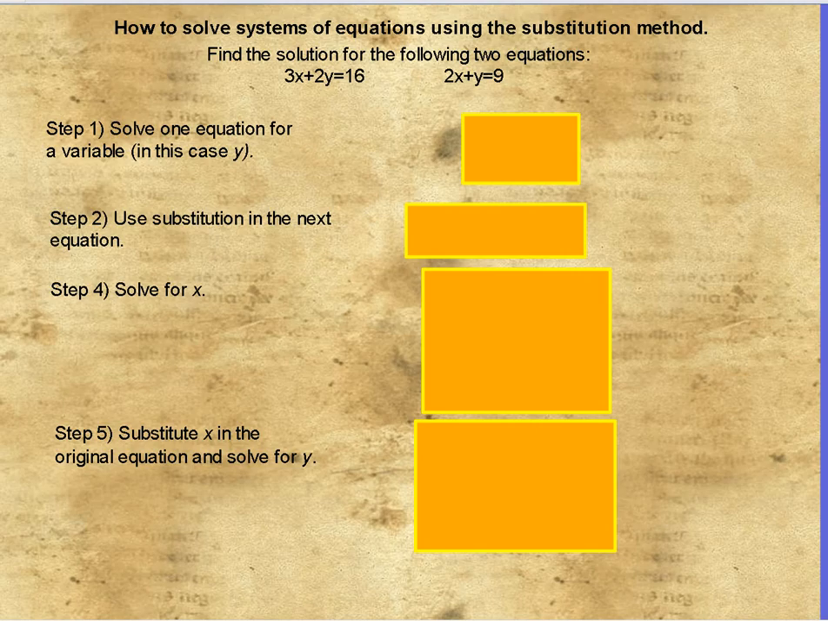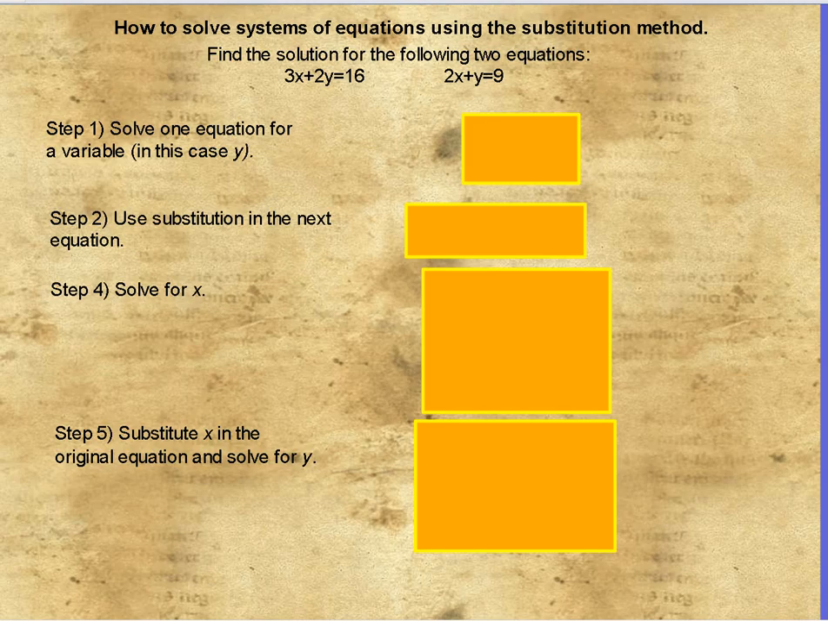Find the solution for the following two equations: 3x plus 2y equals 16 and 2x plus y equals 9. So step 1, we're going to solve one equation for a variable, in this case y, because if we look at our equations, this equation 2x plus y equals 9 has no coefficient in front of y. This makes it the easiest to solve for y.